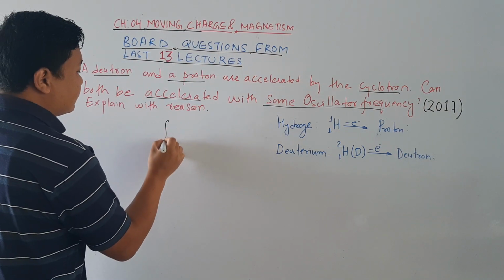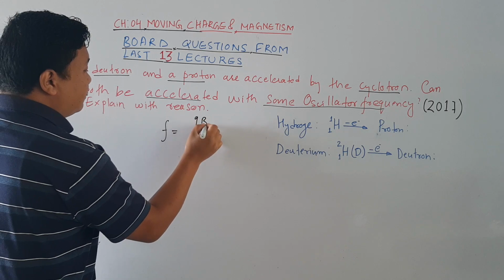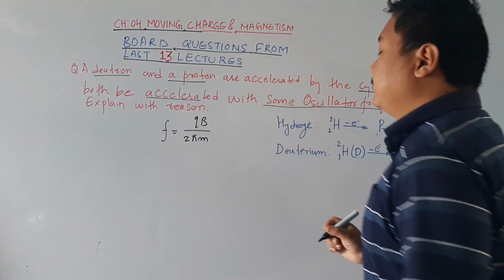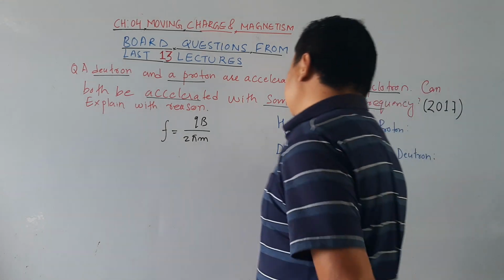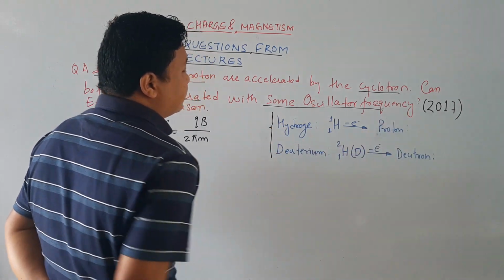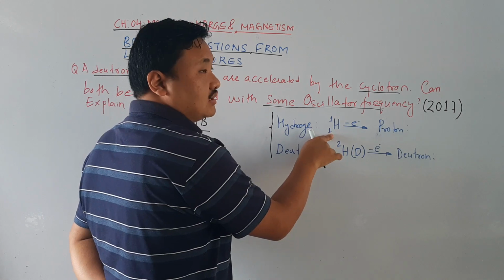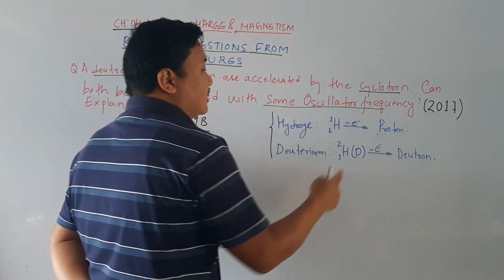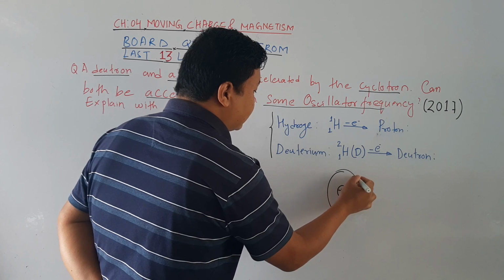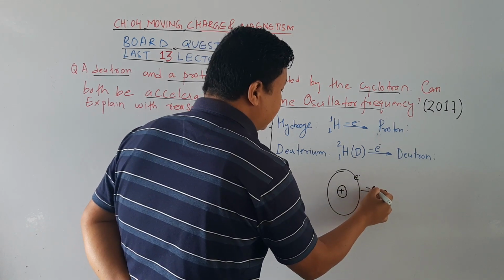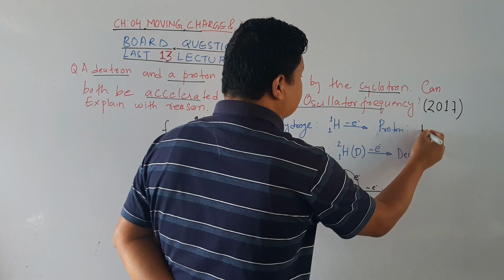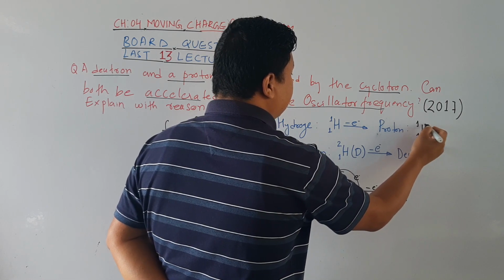First of all, let us see the oscillator frequency. We know that the frequency formula is equal to QB divided by 2 pi m. It means that this frequency depends upon the mass. Let me see what hydrogen and deuterium are first, because from these we get the proton and neutron. Hydrogen has atomic number 1 and atomic mass 1. If you take out 1 electron, it will become a proton, with atomic number 1 and mass number 1 with positive charge.